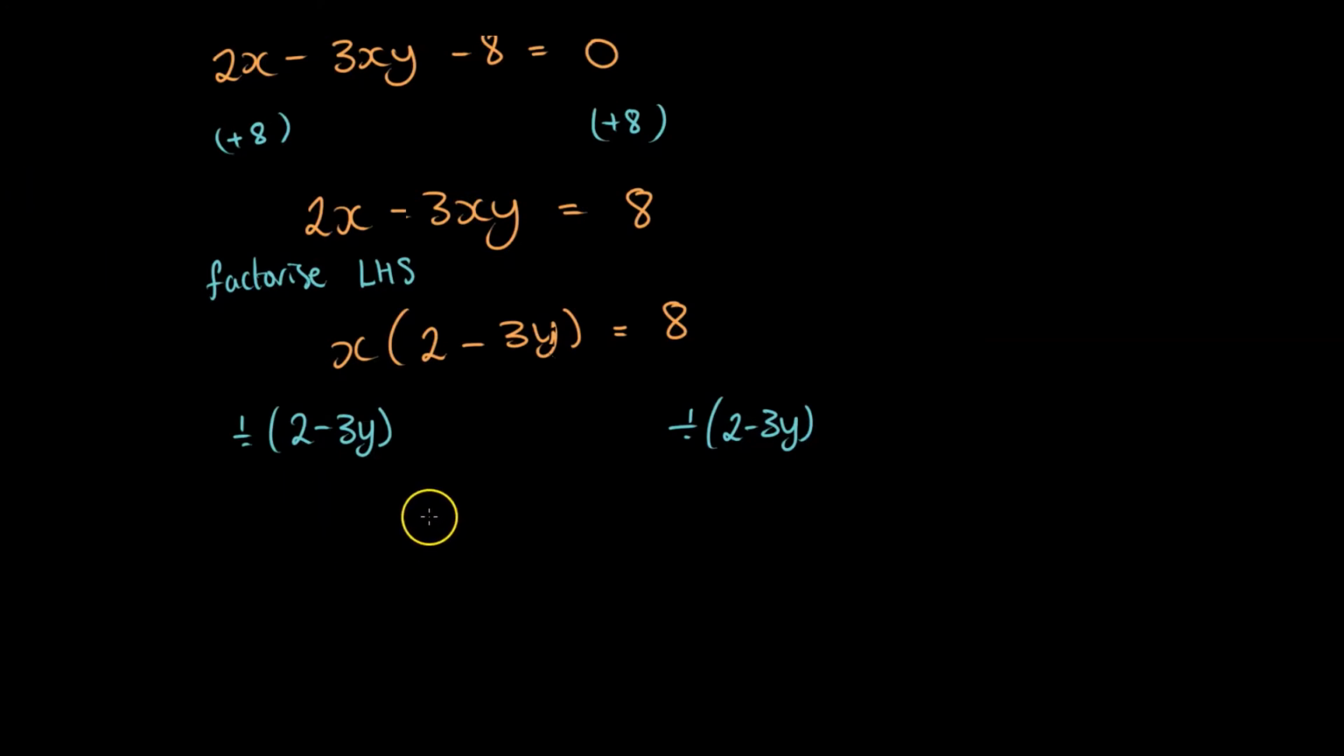And we should end up with x. If I divide this bracket by the same bracket, it's like dividing a number by the same number, and we all know that equals 1, so that just cancels out and leaves me with x. On the right hand side I'll have 8 over this bracket, 2 minus 3y. So there we go, 2 worked examples of how to rearrange formulas and make something else the subject of an equation.